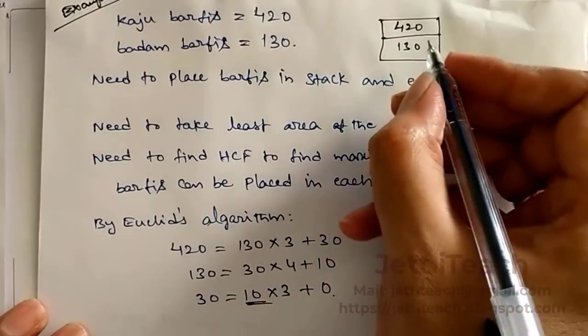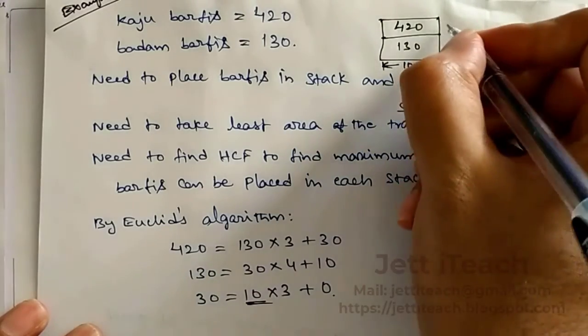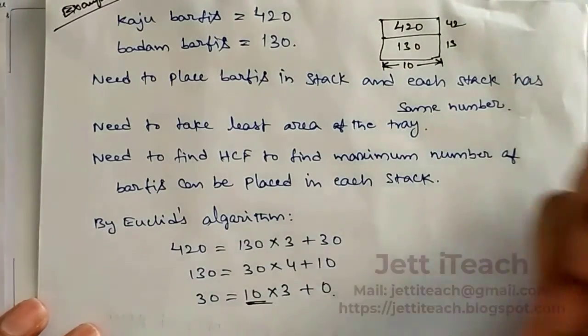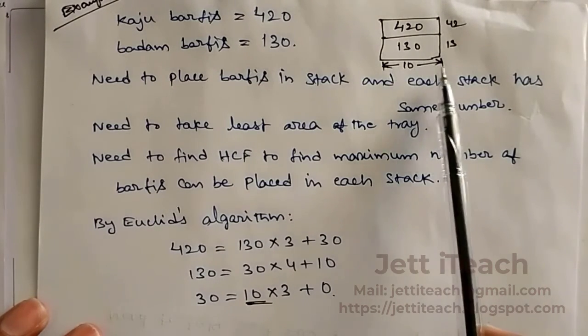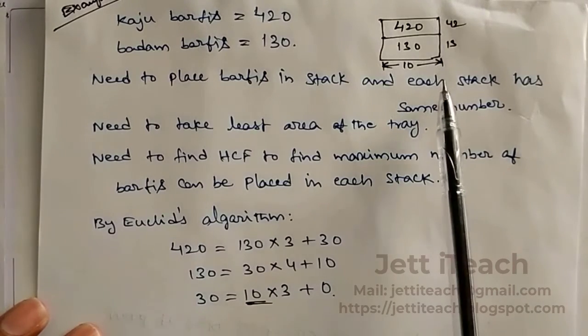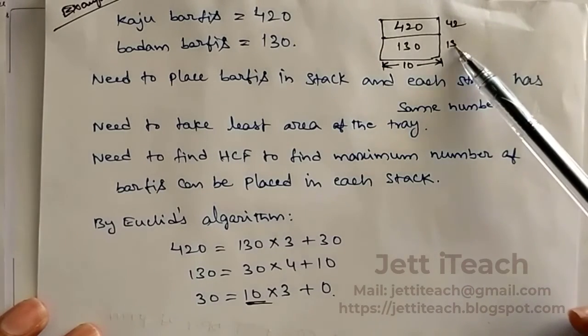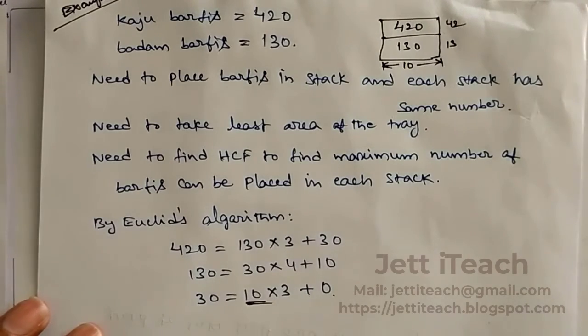Okay, HCF is 10, so we need to place them like this. It is 42 and 13. Since HCF is 10, we need to place 10 burfis in each stack, so that it will be arranged like that. 13 tens are 130, 42 tens are 420, in such a way that rows and columns can be arranged for each burfi, so that it will take the least space in the tray.